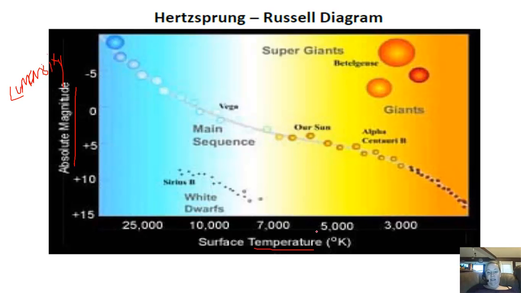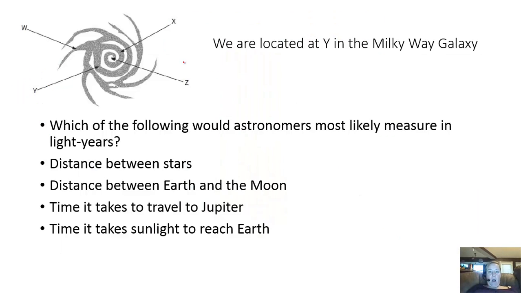Temperature is on your x-axis, and you need to be careful here because these stars right here are really hot. They're releasing a lot of energy, whereas these stars are not quite as hot. They're releasing less energy, so we have to be careful about that. All right. And we're located right here on our Milky Way galaxy.